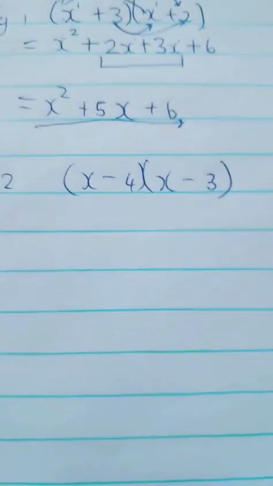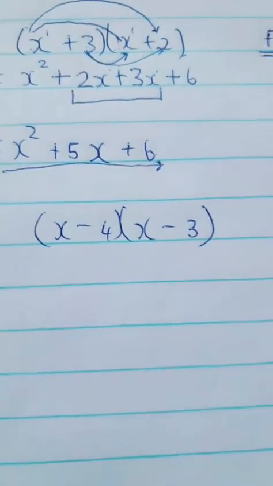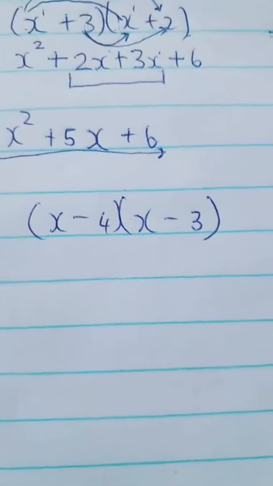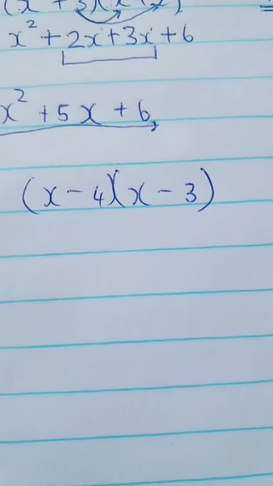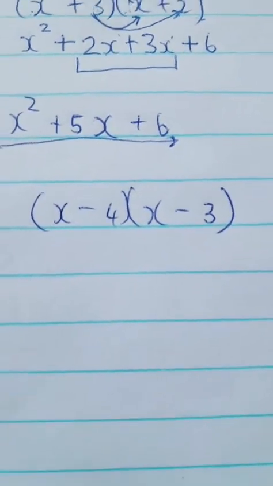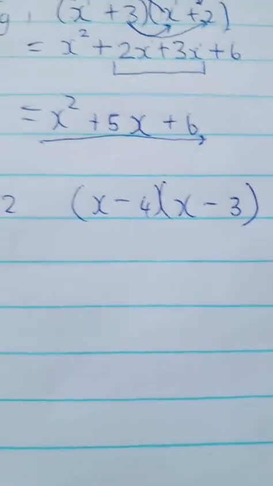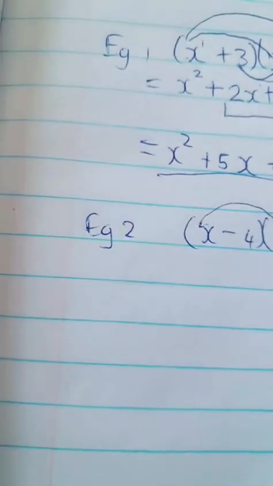Okay, let's look at this one. (x - 4)(x - 3). Again, what are we going to do? We are going to apply FOIL, the distributive law, using SNL. SNL means sign, number, letter. FOIL means F stands for first, we multiply the first terms together.